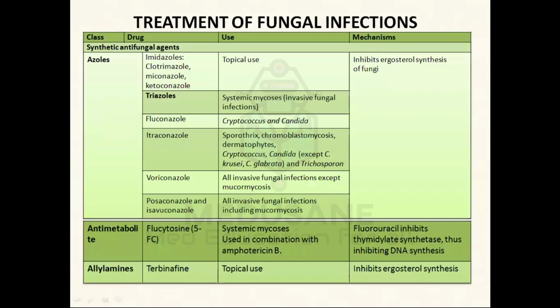Next is azoles. Like clotrimazole and ketoconazole, which are for topical use, and fluconazole is for cryptococcus. Itraconazole is also used for cryptococcus, sporotrichosis and so on. Then the antimetabolite flucytosine is used for systemic mycosis. Allylamine, terbinafine, is used topically. So here I come to the end of the introduction section.